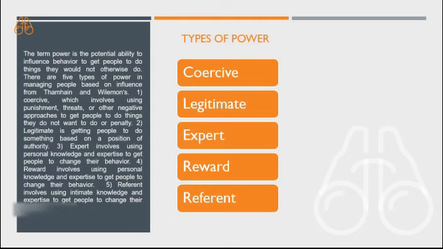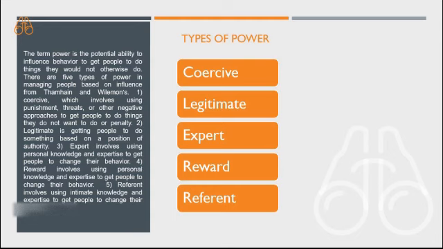The term power is the potential ability to influence behavior to get people to do things they would not otherwise do. There are 5 types of power in managing people based on influence from Thamhain and Wilemon. Number 1, coercive, which involves using punishment, threats, or other negative approaches to get people to do things they do not want to do, or penalty.